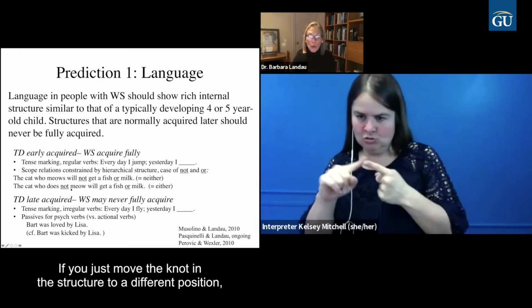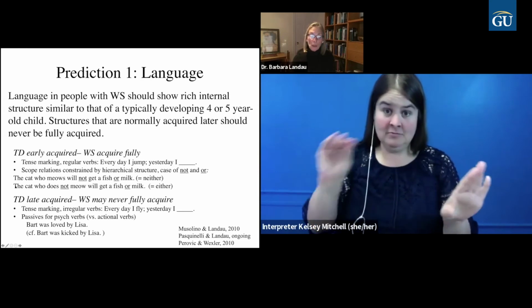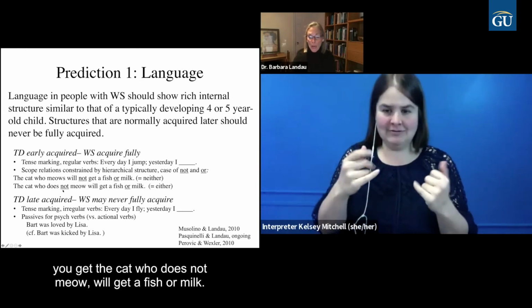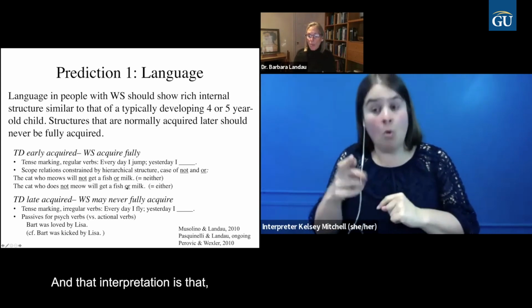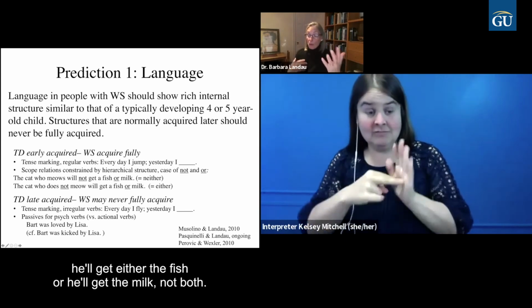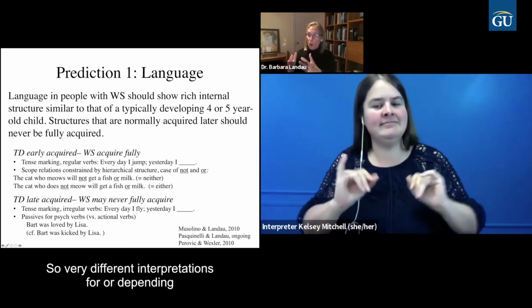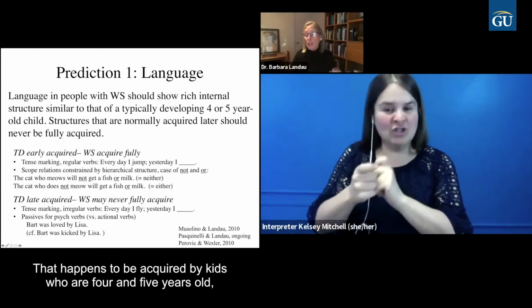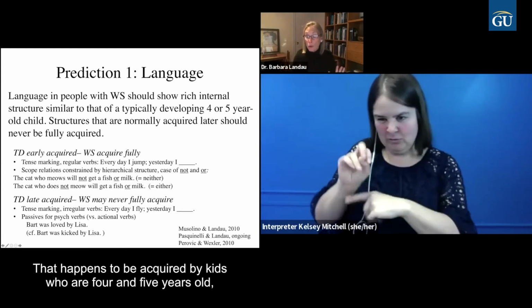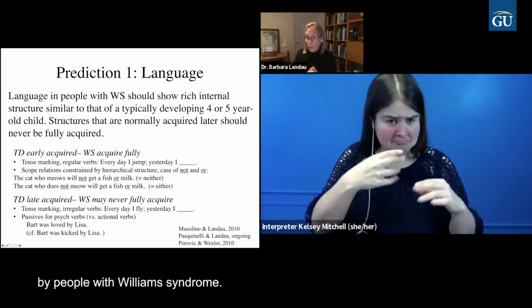If you just move the not in the structure to a different position, you get the cat who does not meow will get a fish or milk. And that interpretation is that he'll get either the fish or he'll get the milk, not both. So very different interpretations for or depending on where the not is in the linguistic structure. That happens to be acquired by kids who are 4 and 5 years old, typically developing kids, and is also acquired by people with Williams syndrome.